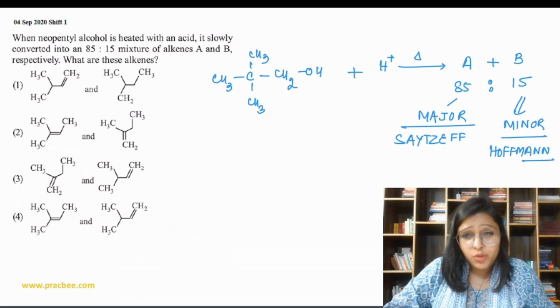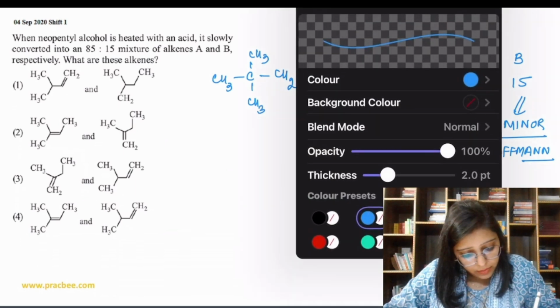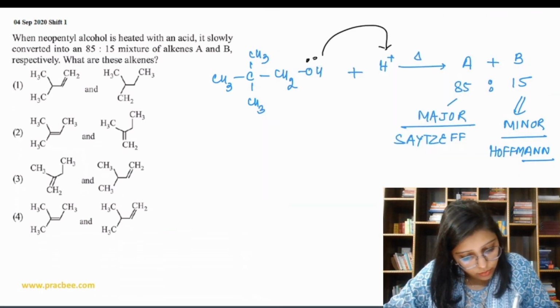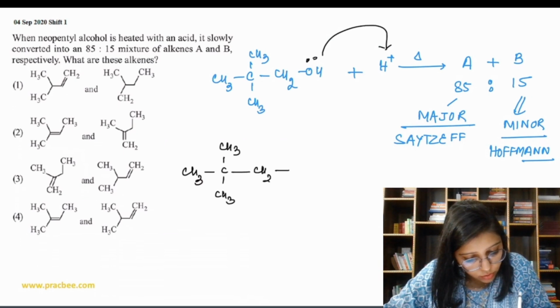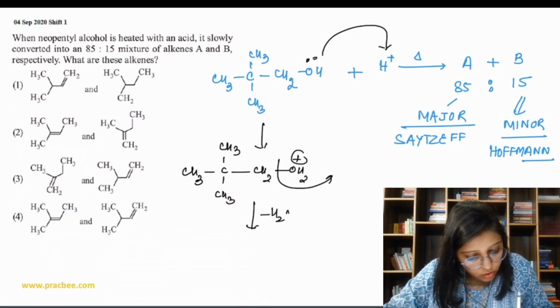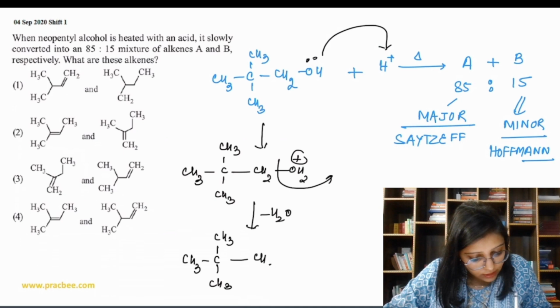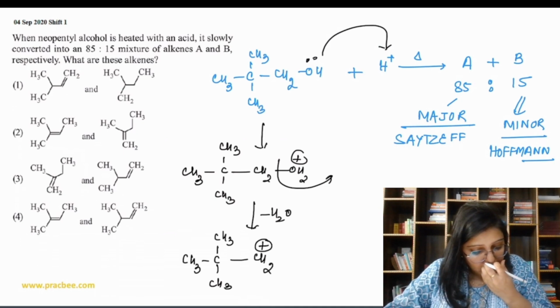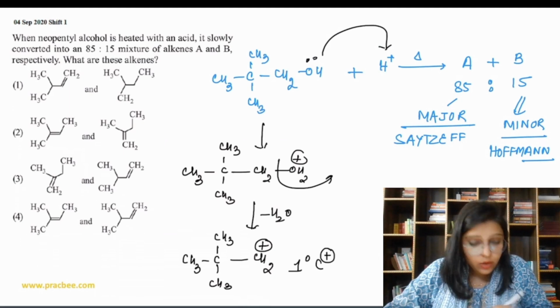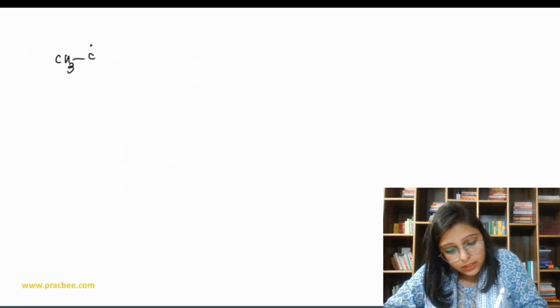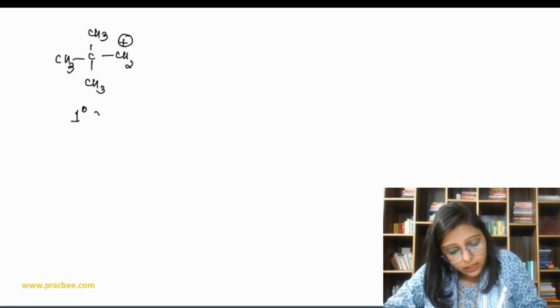Okay. So what are these alkenes? Just do the mechanism. It attacks over here. So we get CH3, CH3, CH3, now CH2, OH2 positive. Now we have to remove water. Loss of water means CH3, CH3, then CH3, then CH2 positive. So this is a 1-degree carbocation. So let's do methyl shift.